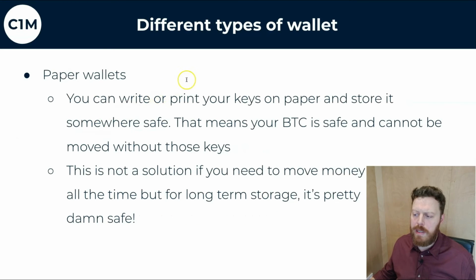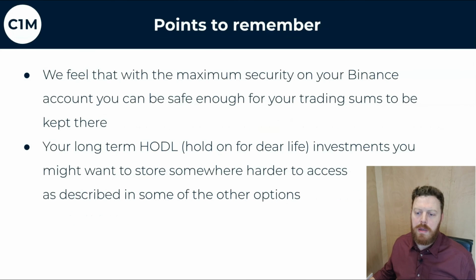Now, paper wallets are, as I mentioned briefly, the idea that you could write your secure private keys down on a piece of paper and store it somewhere safe. This will mean your Bitcoin or cryptocurrency is safe, and it can't be moved without those keys. It's a good solution. It's very secure. Your piece of paper is never going to be hacked, but obviously it could get lost, it could get damaged and destroyed. So there are inherent risks with keeping it like that. And then obviously if you want to move things around as well, it's even slower than using a hardware wallet. So it has its advantages and disadvantages, as you can see.